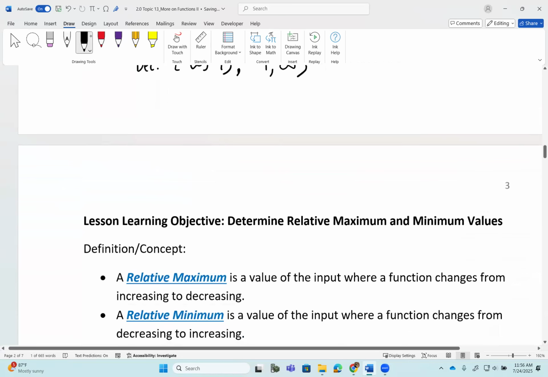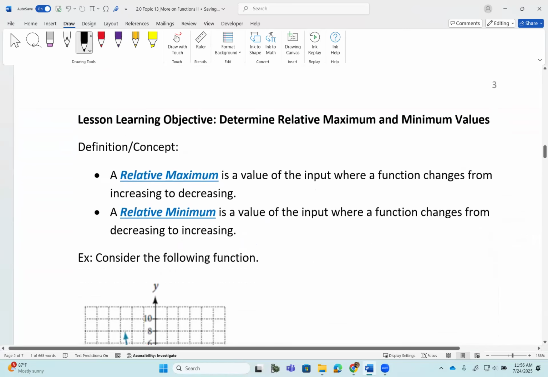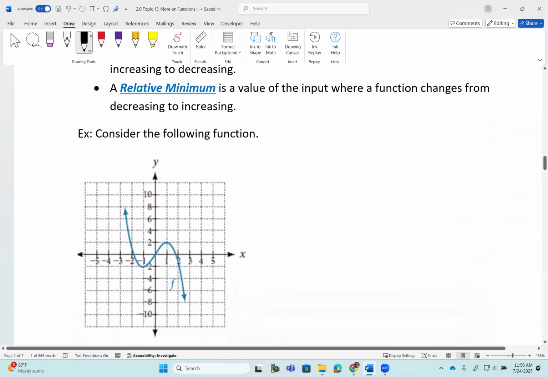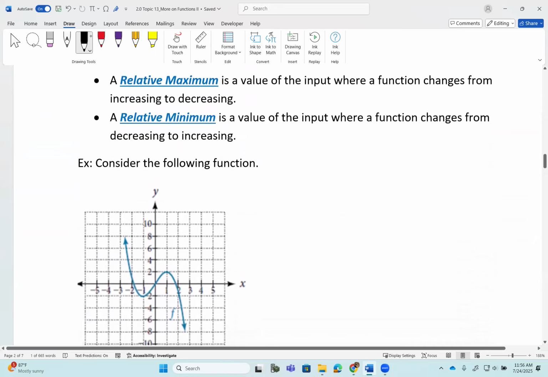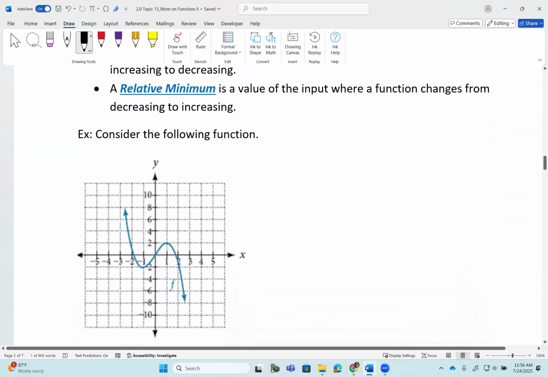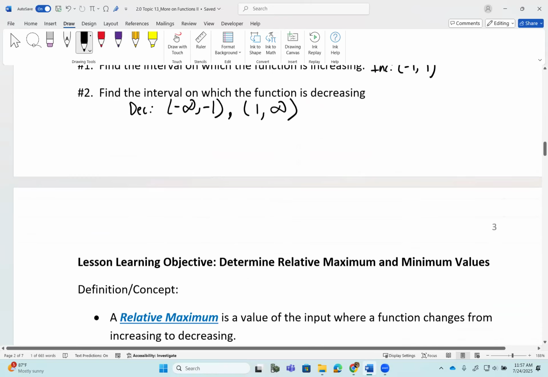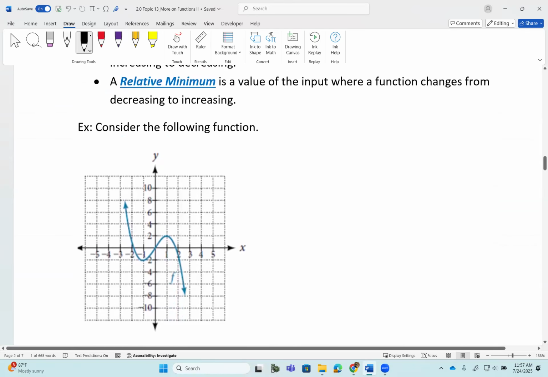All right, the next objective is to talk about relative maximum and relative minimum. A relative maximum or minimum is kind of like a mini max, a mini minimum of the graph. Using the same picture, you can find the relative maximum and minimum at that same exact point I just indicated, where the function goes from decreasing to increasing and or increasing to decreasing.